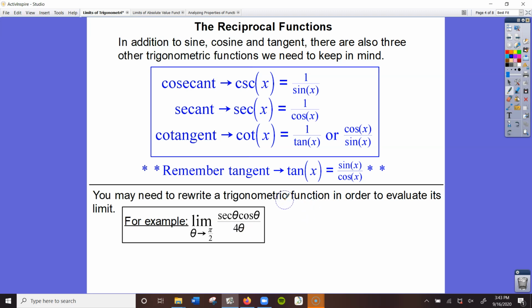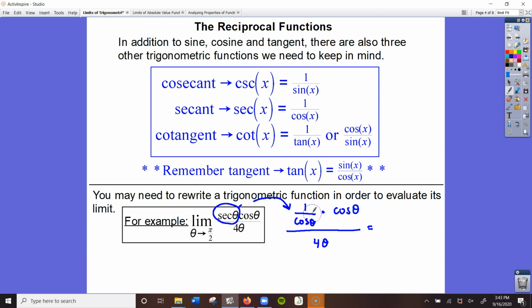What I like to do is I like to try to rewrite my trigonometric function in terms of sine and cosine only. It simplifies things a little bit for me and it's much easier to read. So secant is the reciprocal of cosine. So I'm going to take that secant theta and write it as 1 over cosine theta. And then it's getting multiplied with cosine theta. So see what I did? I just replaced this with that. And then it's all over 4 theta.